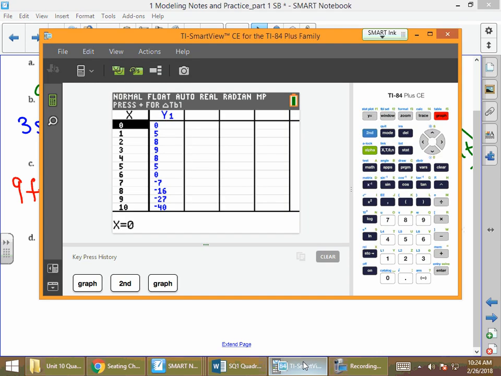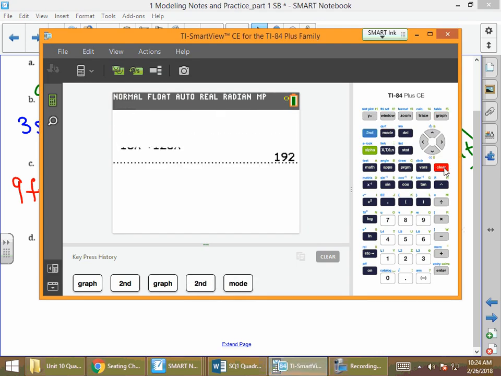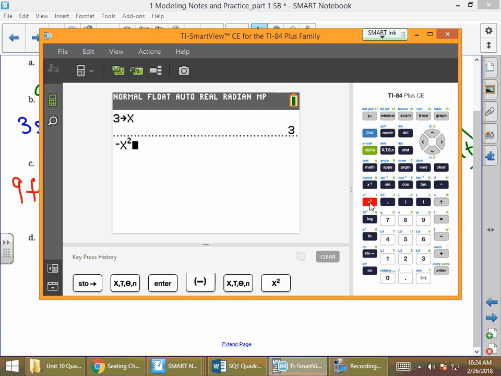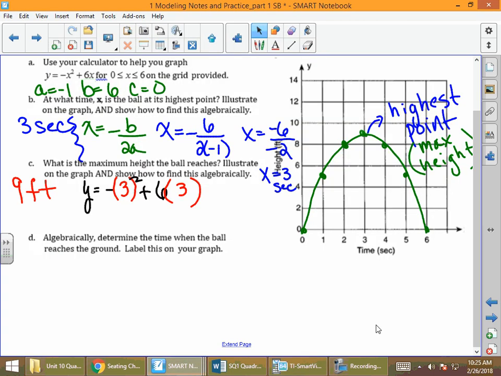So you can type that in. Again, let me just show you with the store button that we can do 3 store x, enter, and then we can type in our function, -x squared plus 6x. You just need to be really careful about the negative, but what we see there when we type it in is we do still ultimately end up with the 9 feet.